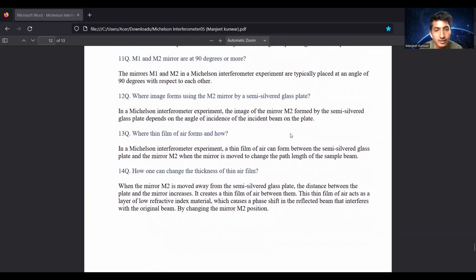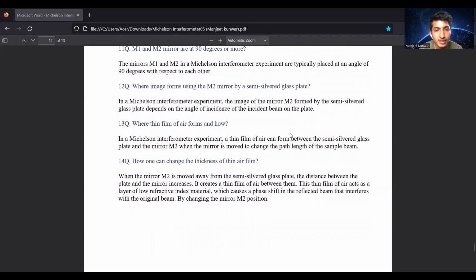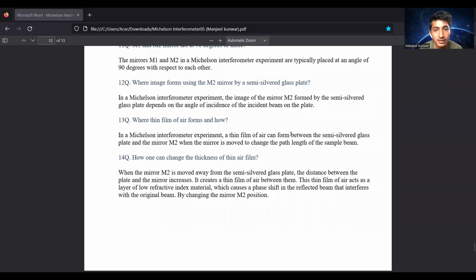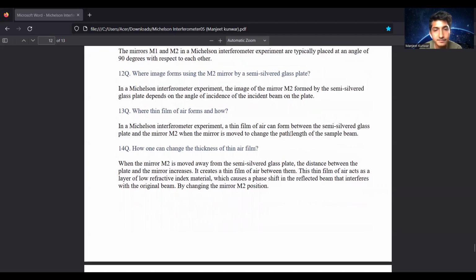And 14th question, how can one change the thickness of the thin air film when the mirror M2 is moved away from the semi-silver glass plate? The distance between the plate and the mirror increases. It creates a thin film of air between them. This thin film of air acts as a layer of low refractive index material, which can cause a phase shift in the refracted beam that interferes with the original beam by changing the mirror M2 position.